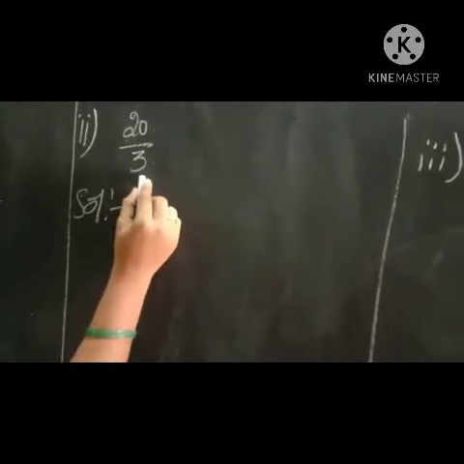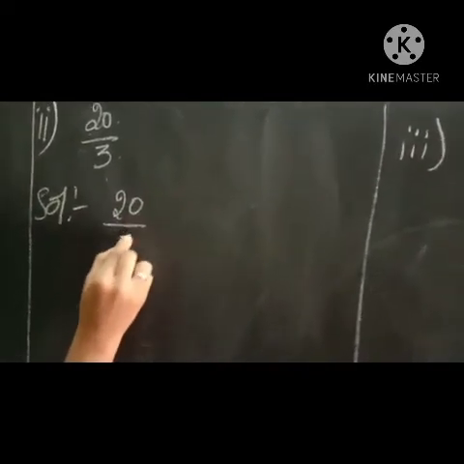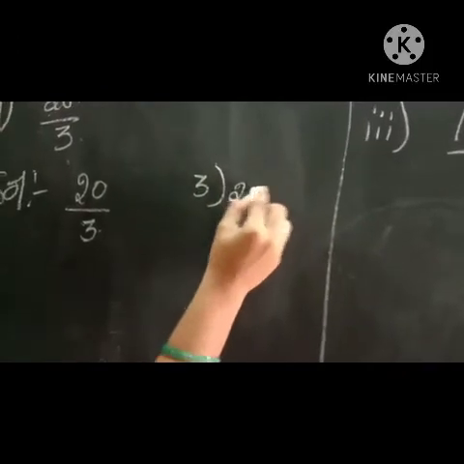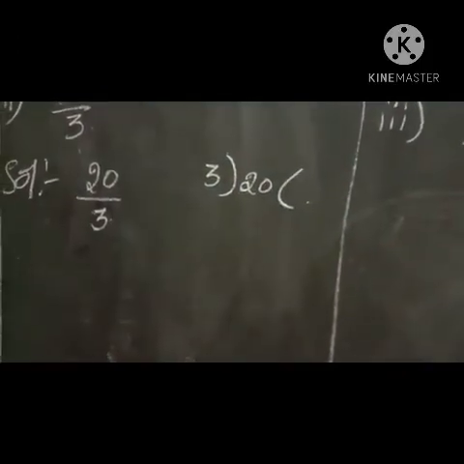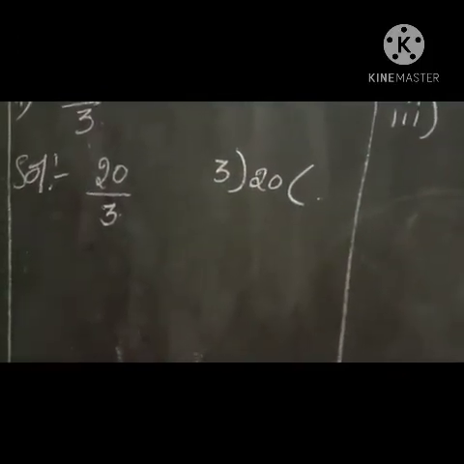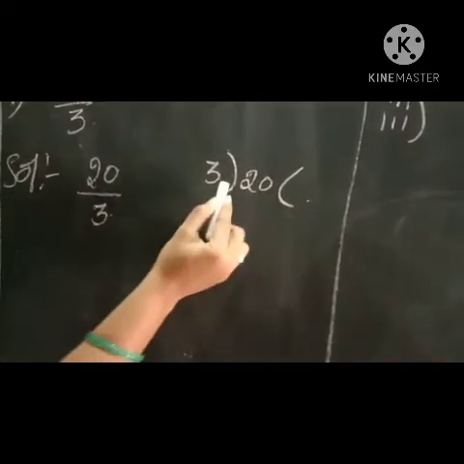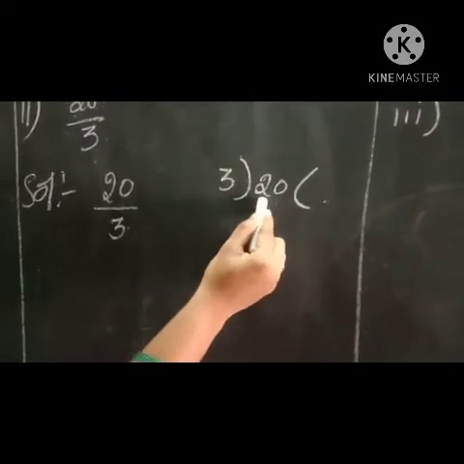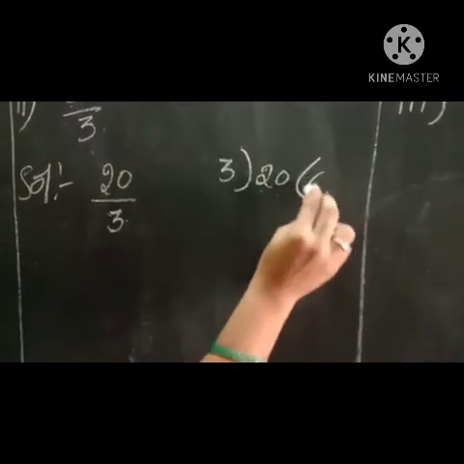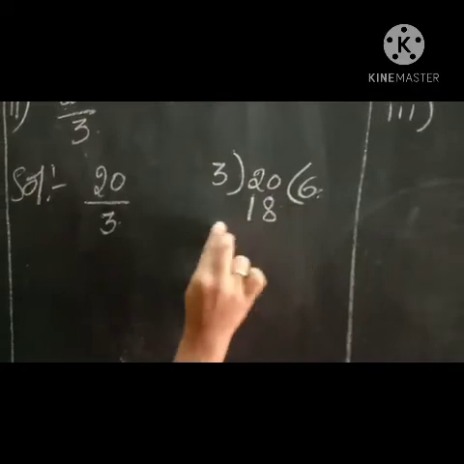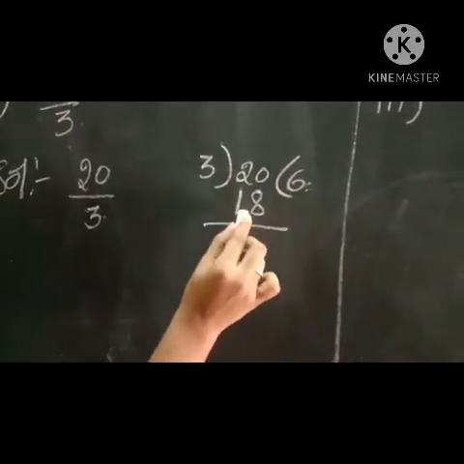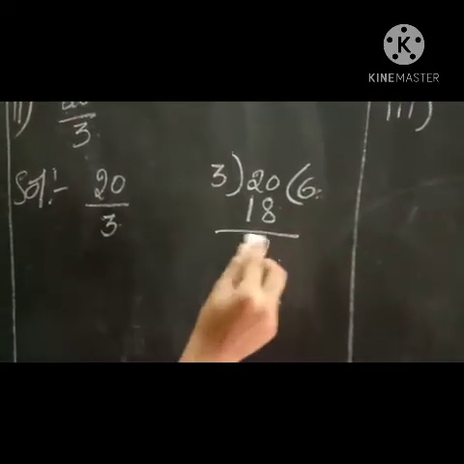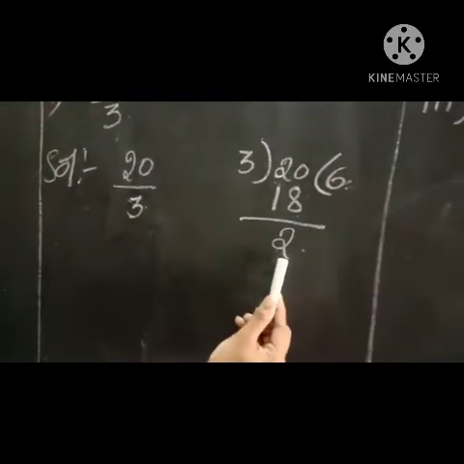Now, see here, what do we have to do? 20 by 3. Here we have to do the division. 3 into 20. See, children, in the 3 table, is 20 there or not there? Not there. Which number is there? Yes. 3 sixes are 18. 20 minus 18 is equal to how much? 2. 20 minus 18 is equal to 2.